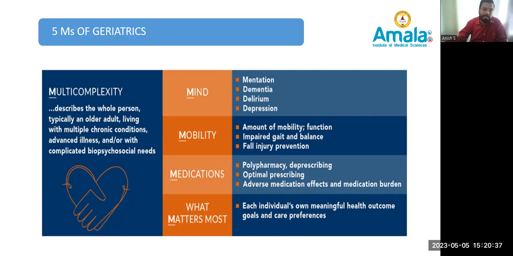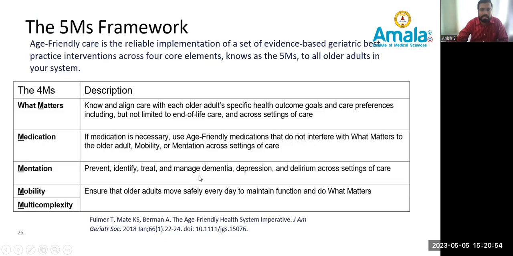And multi-complexity. It's a typical older adult living with multiple chronic conditions, advanced illness with complicated biopsychosocial needs, as I had already said, with multi-consultants, multi-discipline, multi-prescriptions, polypharmacy, and all these are interrelated as well. So what matters means to know and align care with each older adult's specific health outcome goals and care preferences, including but not limited to end of life. So it is not limited to end of life care that we are talking about when we ask what matters to him, and across settings of care.